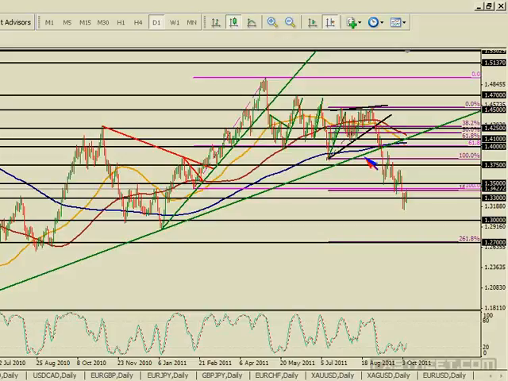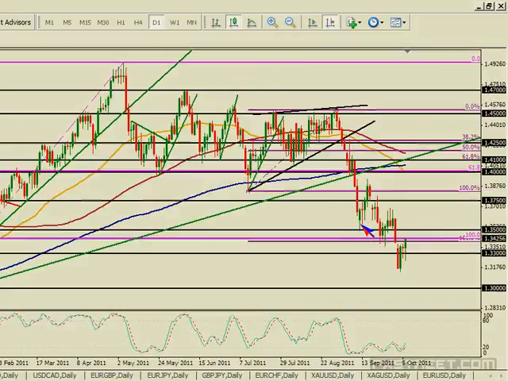Let me zoom in a little bit. So it hit my target at 135, and it respected 135. If you take a look back here, 135 was prior support resistance. It hit there, then it pulled back, as any trend should. And at that point, you're looking for some type of recovery of the trend. In this case, it could have been a breakout.